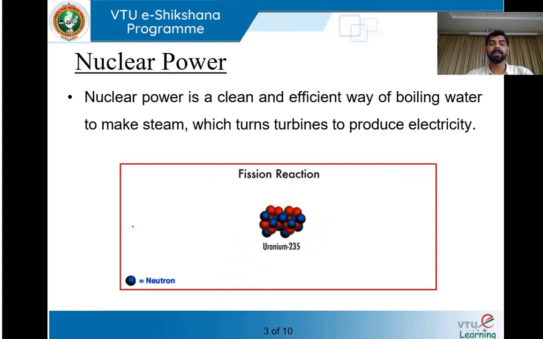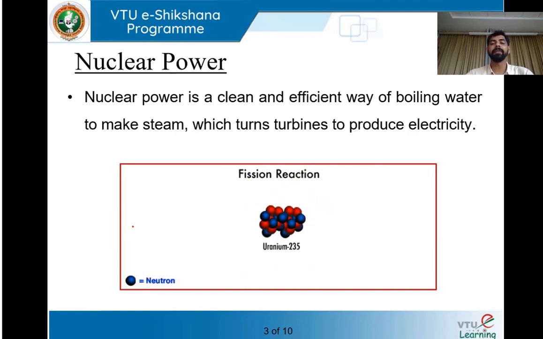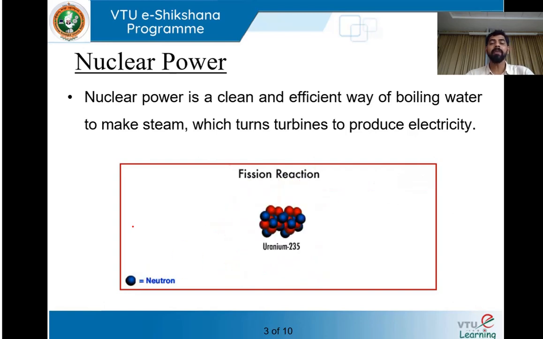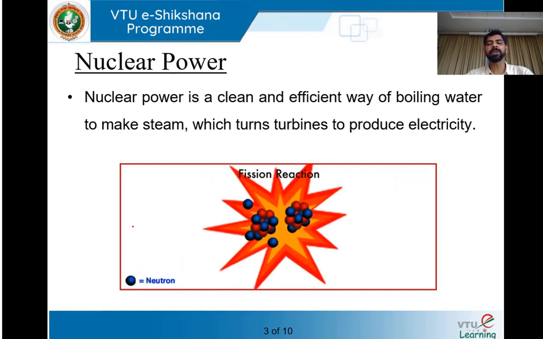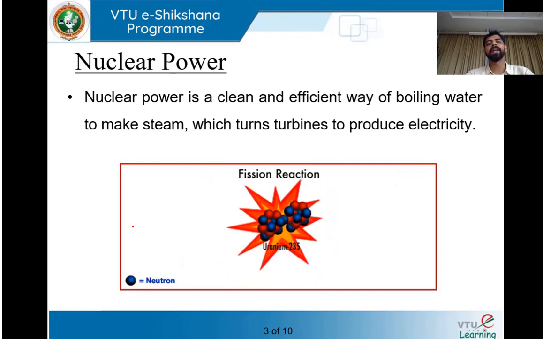So how can we do it? Nuclear power, as of now, is a clean and very efficient way of converting into other energy forms. As I said, due to this fission reaction, an enormous amount of heat is released. So what do we do with that heat? Using that heat, we boil the water. The heat is huge enough that the water gets converted into steam.